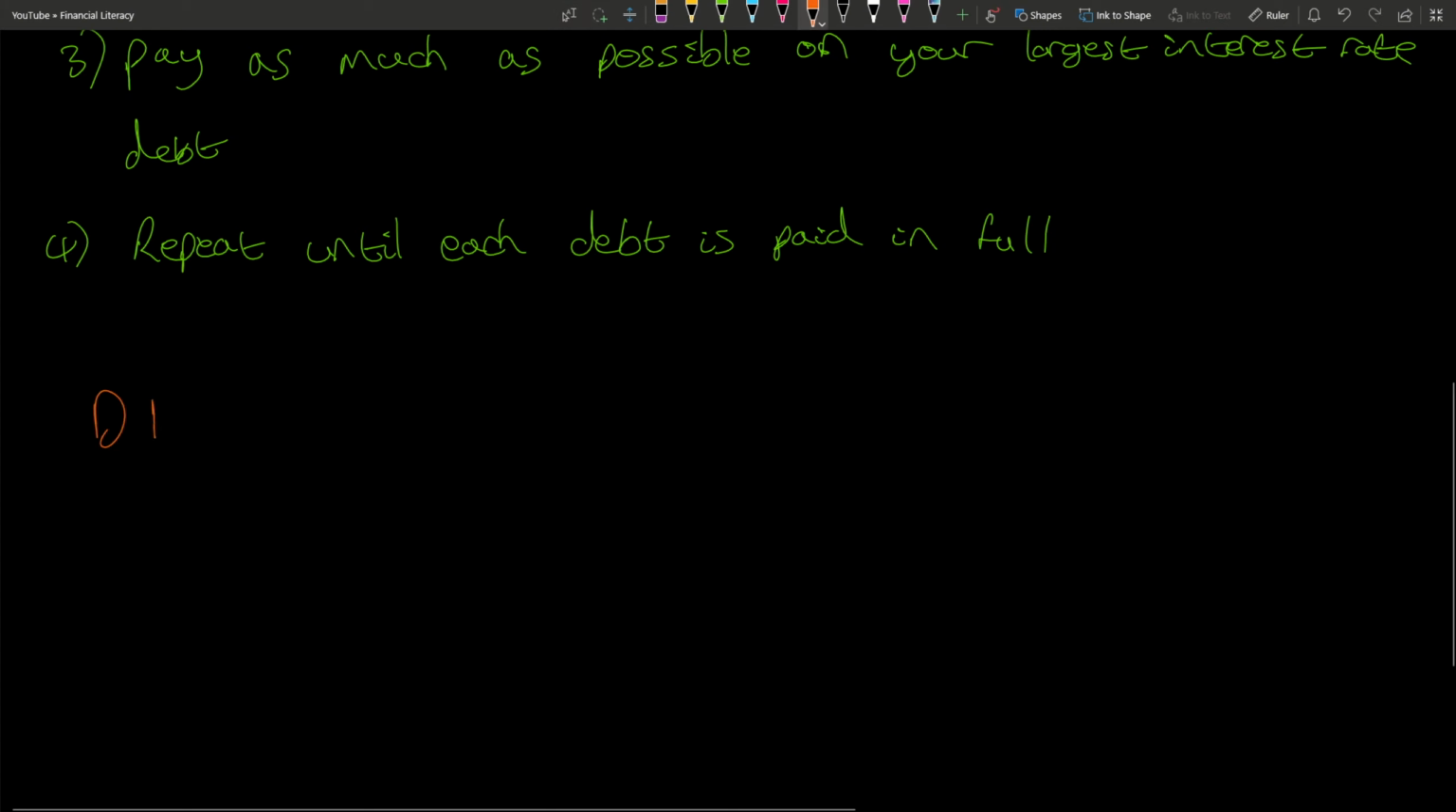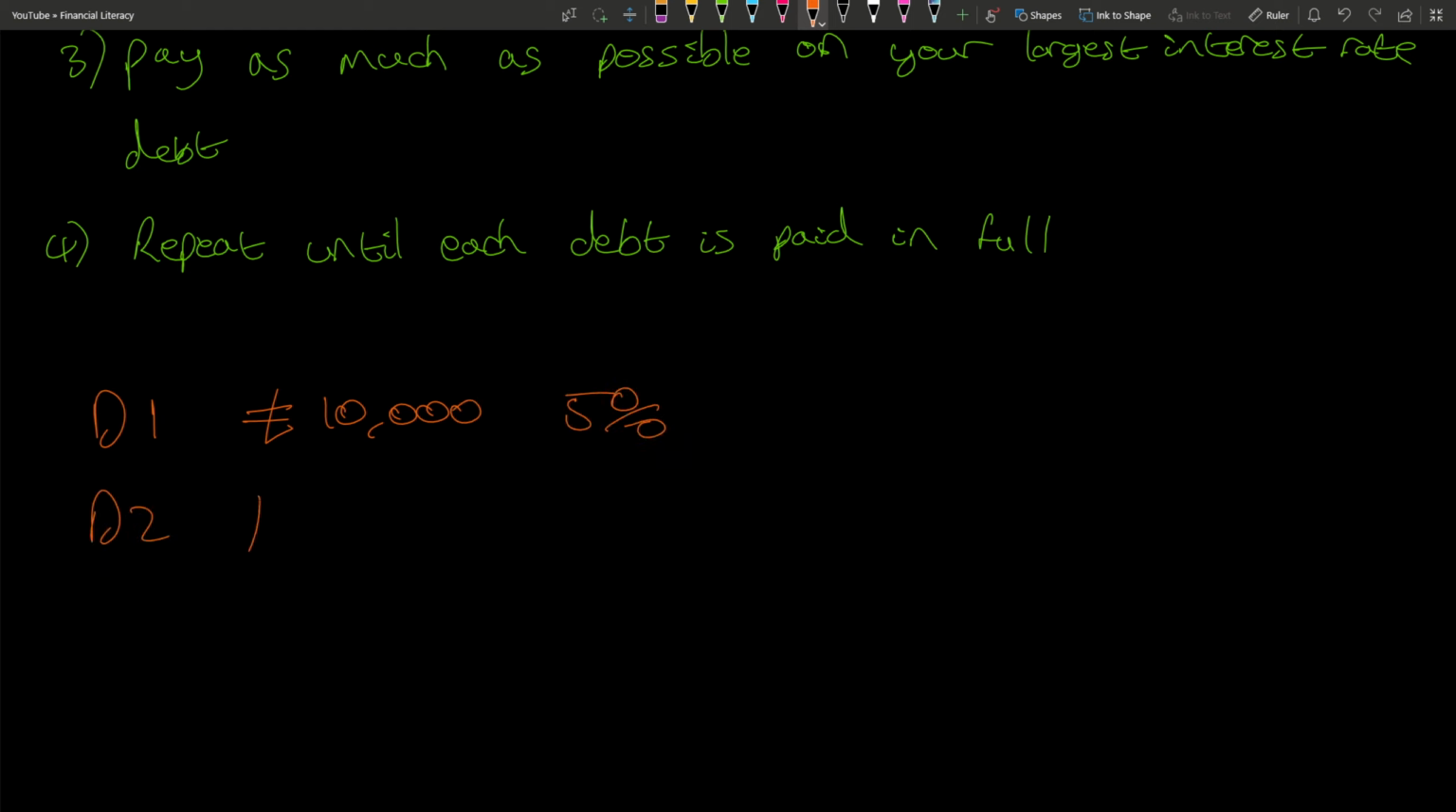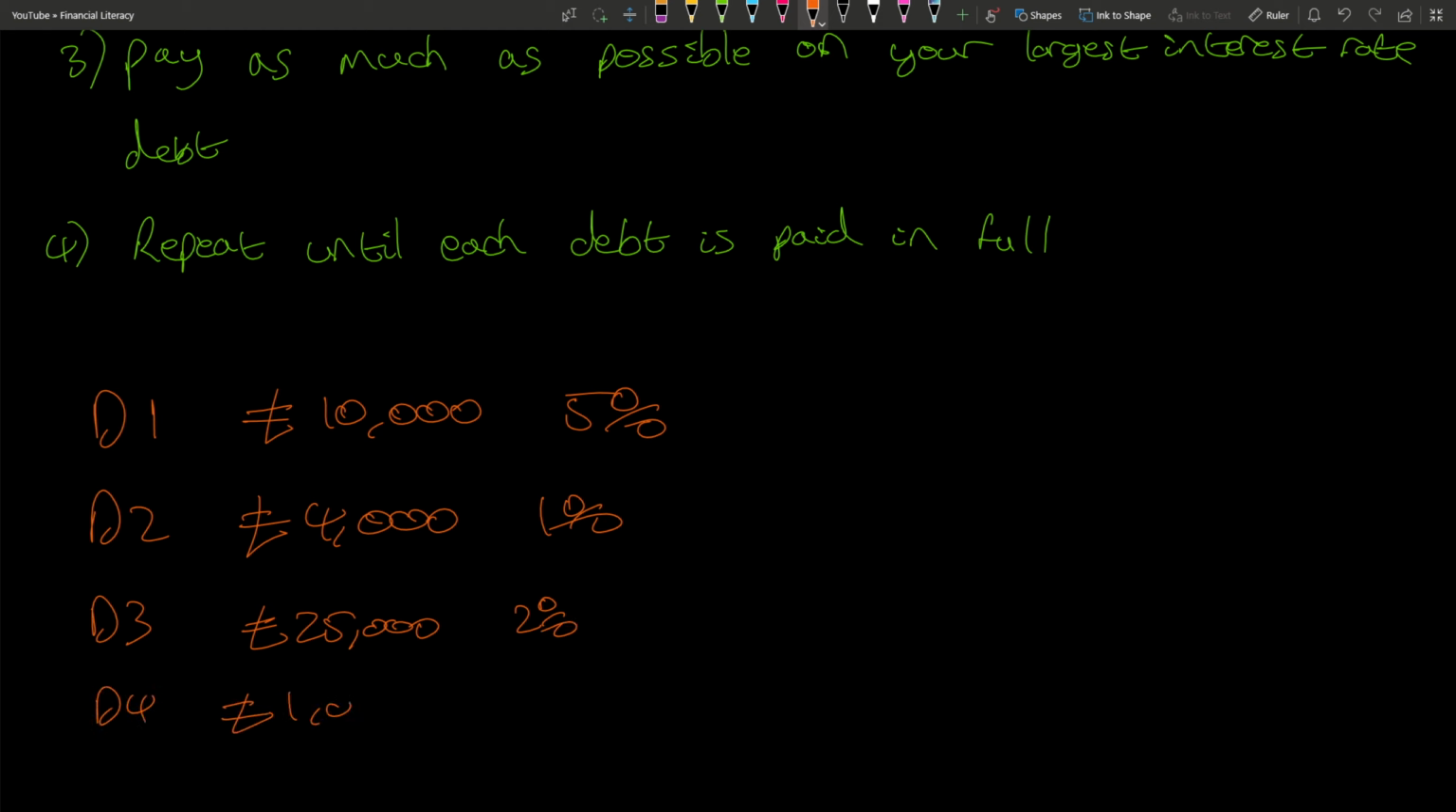If I have D1, which is debt 1, and let's say this is £10,000, this has an interest rate of 5%. Debt 2 is £4,000, with an interest rate of 1%. Debt 3, let me redo this, is £25,000, and this has an interest rate of 2%. And then we have debt 4, which is £1,000, and let's say this has an interest rate of 20%.